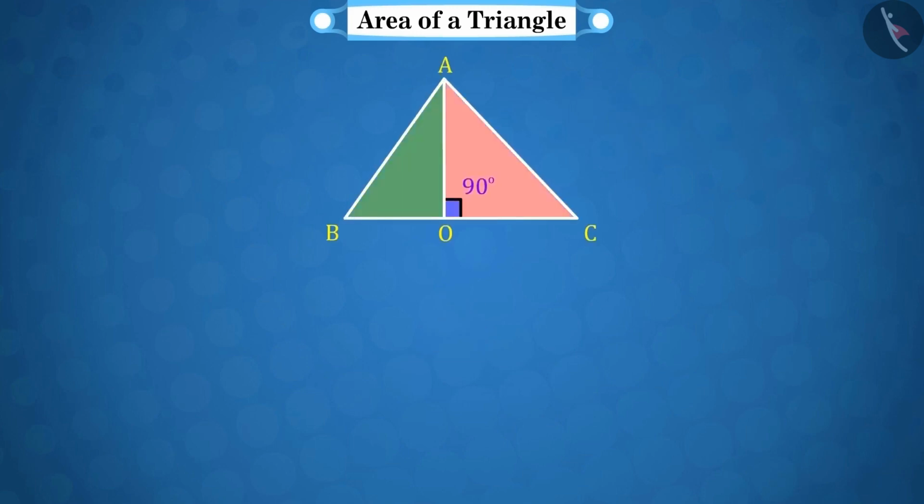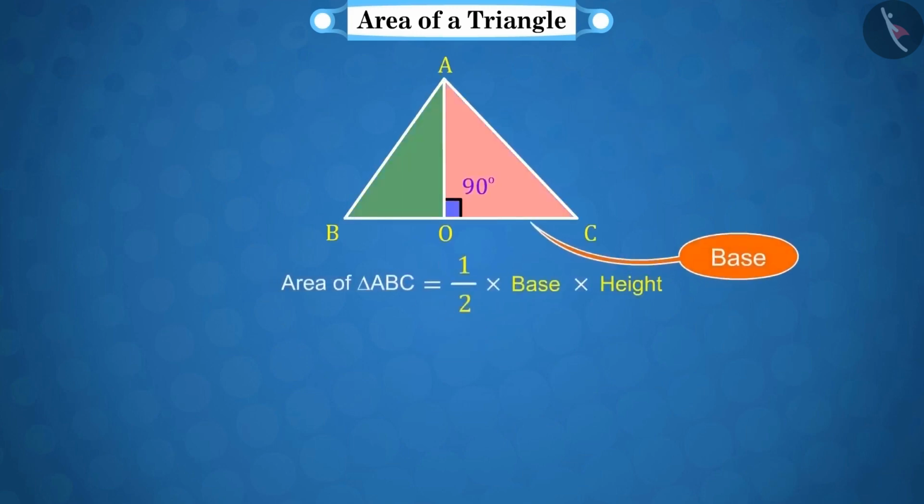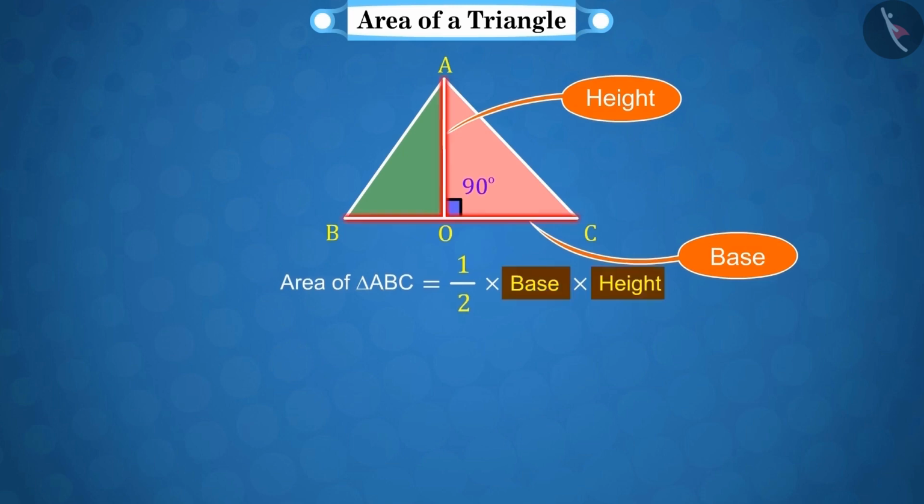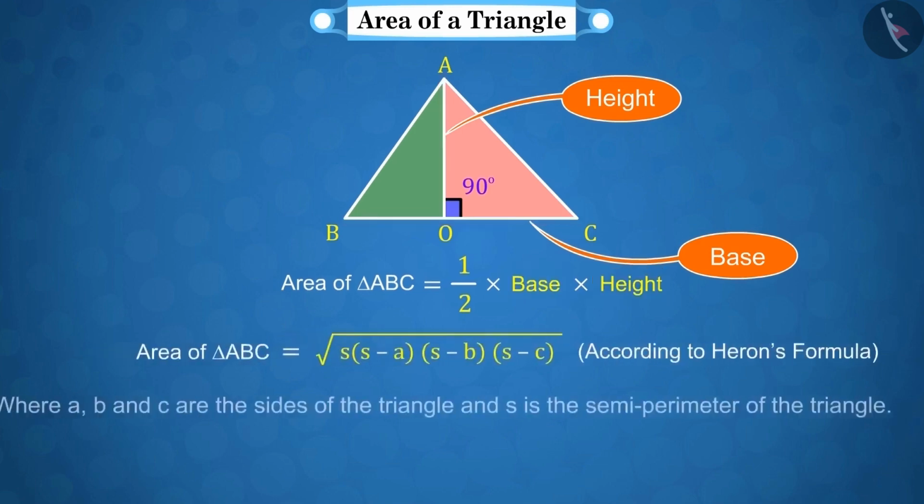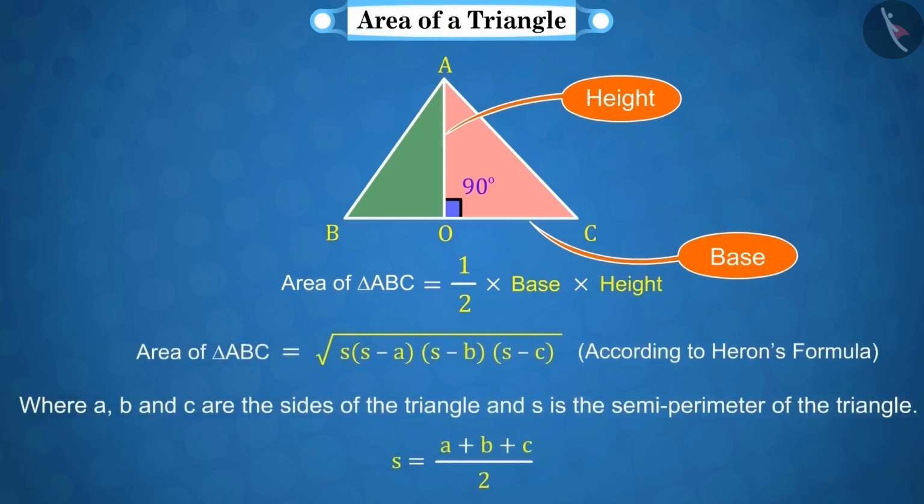Hope you remember that the area of a triangle is determined by the measure of its base and height. We learned in the previous class that if the values of height and base are not known, we can still find the area of a triangle using Heron's formula.